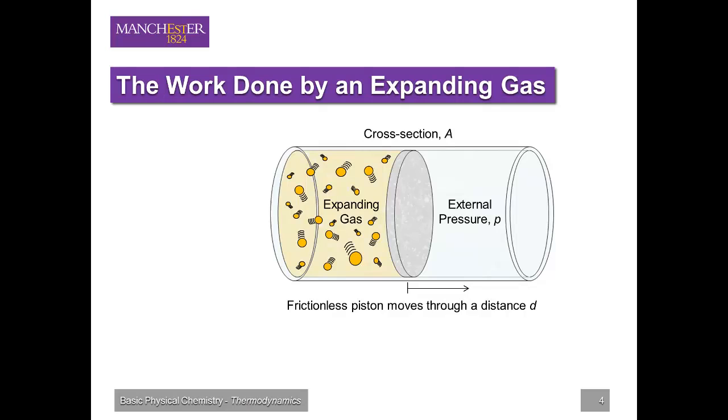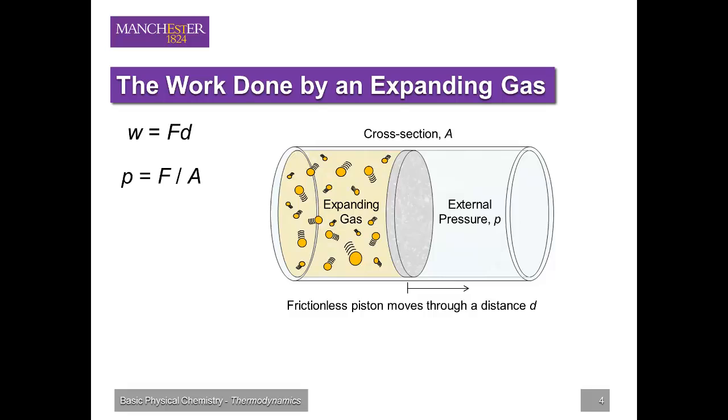To quantify the work done, imagine a gas stored in a cylinder with a frictionless, massless piston of cross-sectional area A. Now imagine the gas expands, pushing the piston through a distance d against an external pressure P. The work done by the gas is the force exerted on the piston multiplied by the distance through which the piston moves.